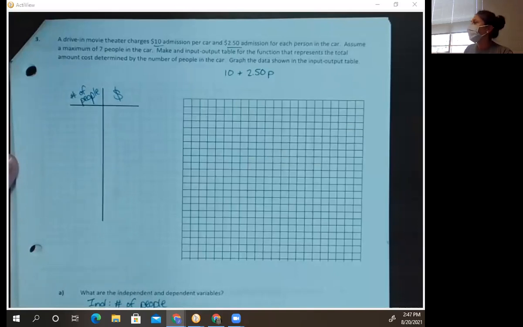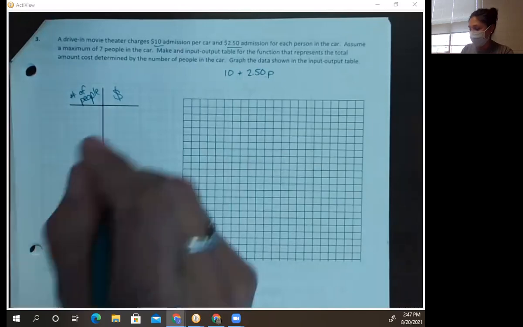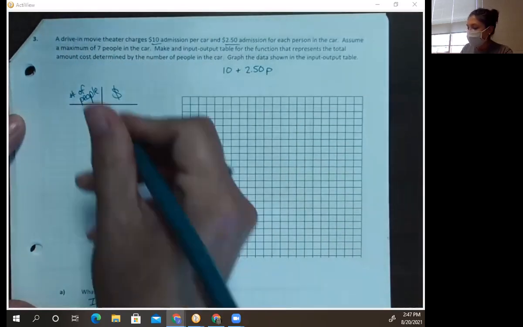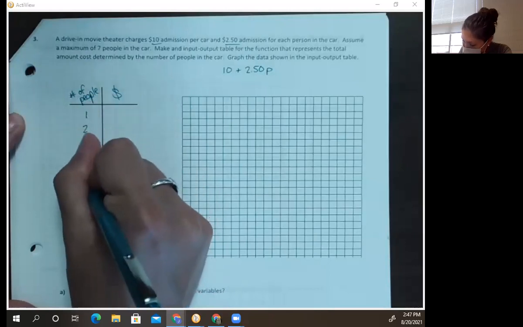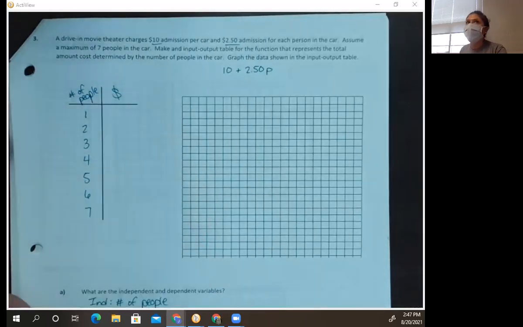Yeah, I have to have someone in the car at the very least to drive it to the place where I'm going to see the drive-in movie, right? I know they have Teslas that can drive themselves that they're piloting right now, but they're not going to drive-in movies, right? The car's not going to go see a movie by itself. So we need at least one person in our car. And then it said up to 7 people, maximum of 7. So I'm going to fill in my table up to 7.